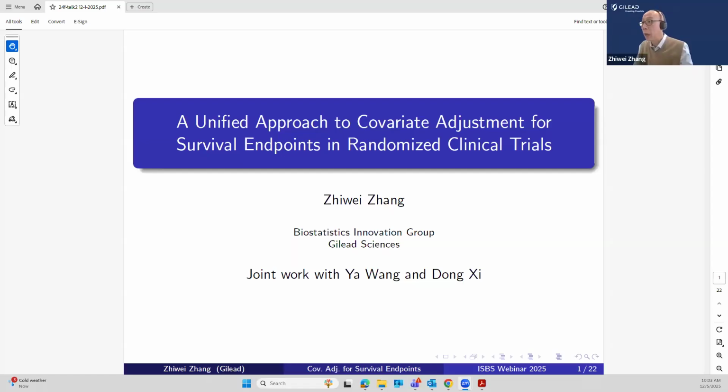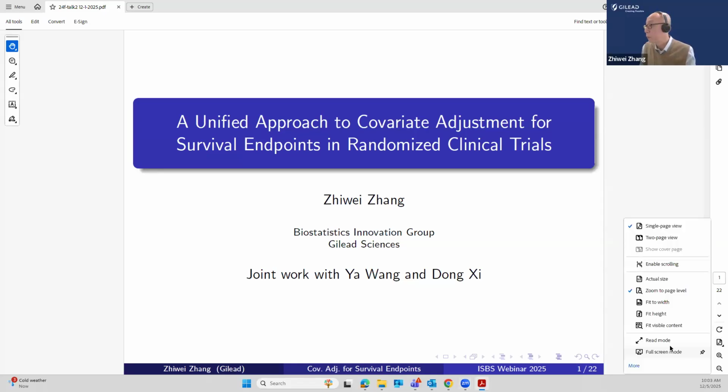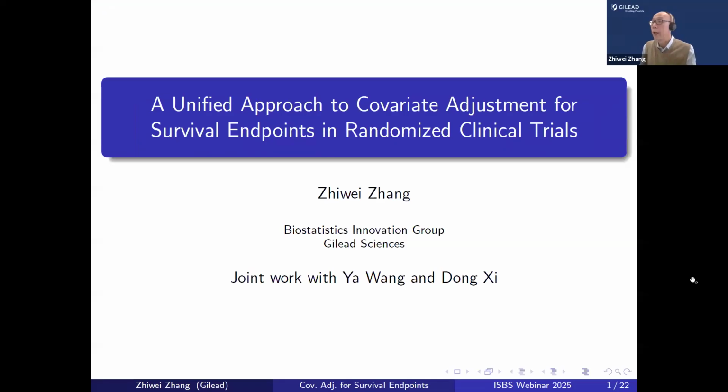Thank you very much. Okay. Thank you, Don, for the introduction and for organizing the session. Yeah, so it's a great pleasure for me to be here today and talk about covariate adjustment for survival endpoints. This is joint work with my colleagues at Gilead, Ya Wang and Dong Xi.